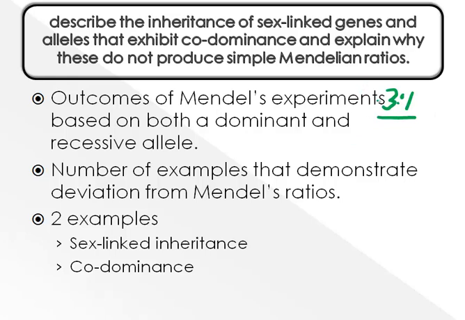So sex linkage and co-dominance alter from this Mendelian ratio. What we know is that the outcomes of Mendel's experiments were based on both dominant and recessive alleles. There are a number of examples that demonstrate deviation from Mendel's ratios, as we've just been talking about. And the two examples we're going to look at are sex-linked inheritance and co-dominance.